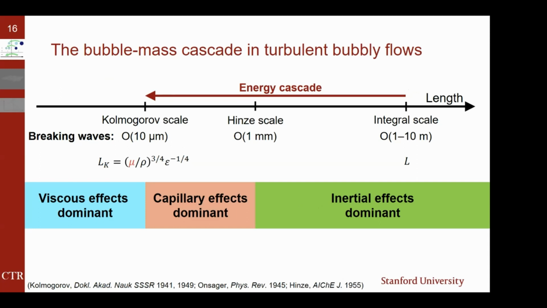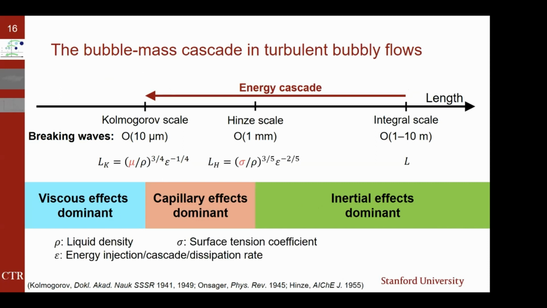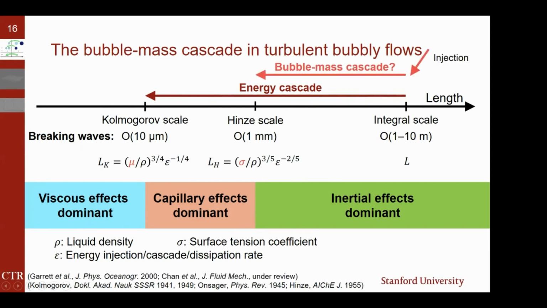So as I mentioned earlier, the Hinze scale is approximately 1 millimeter. And to be more precise, here is a well-known expression for the Hinze scale. So if you look, these two expressions look very similar, except that the rho viscosity plays for the Kolmogorov scale is the rho surface tension plays for the Hinze scale. So if you believe, and people do, that turbulent kinetic energy is cascaded from the integral scales to the Kolmogorov scale, could we then postulate in parallel a bubble mass cascade carrying gaseous mass in bubbles from large sizes at the integral scale to small sizes at the Hinze scale?